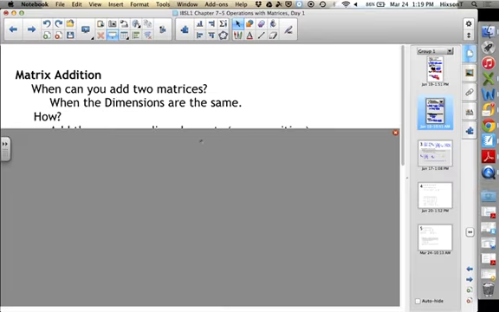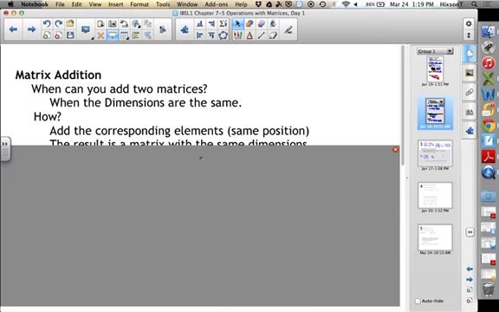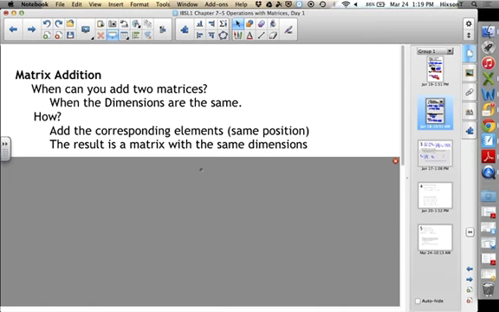Now, how do you add two matrices together? Okay? What you're going to do is add the corresponding elements, the elements that are in the same positions. And the result is going to be a matrix that still has the same dimensions as what you started out with. Okay? So, you'll notice here, matrix addition is a lot like vector addition. In vector addition, we added the horizontal components and we added the vertical components.